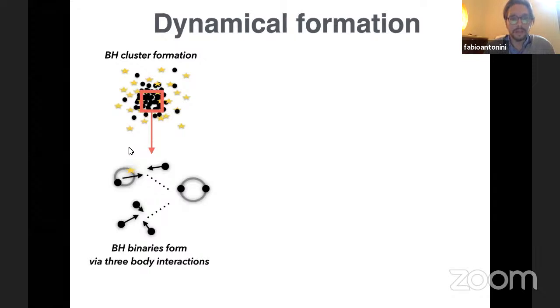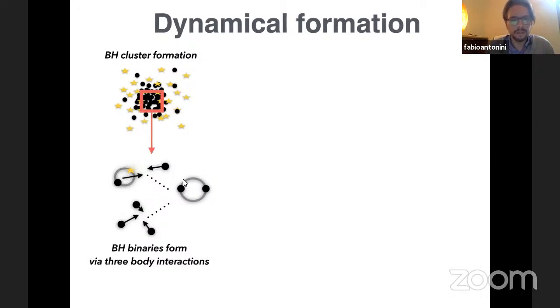Because of the high densities of black holes now in the core of the star cluster, black holes take part in frequent three-body interactions. These are interactions that can involve, for example, a binary and a single black hole, where the single black hole, as a consequence of the interaction, replaces the initial star in the binary, and then you form a black hole binary.